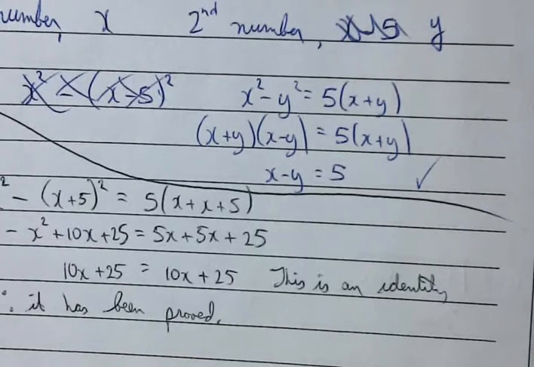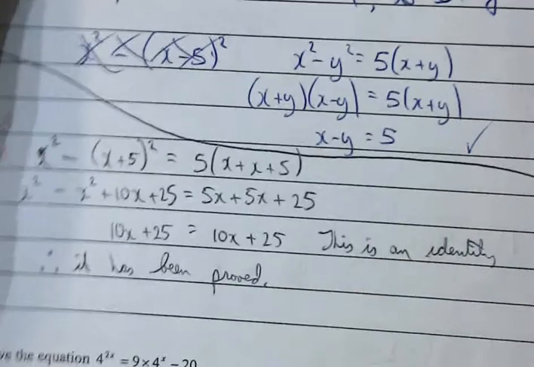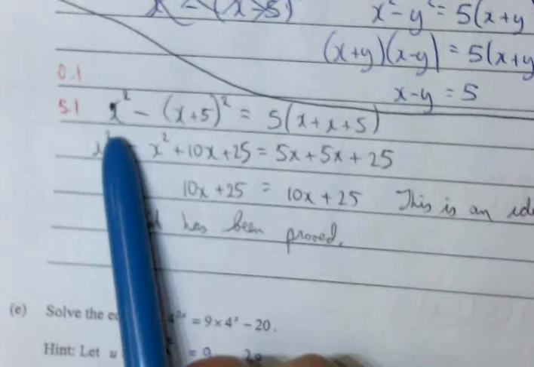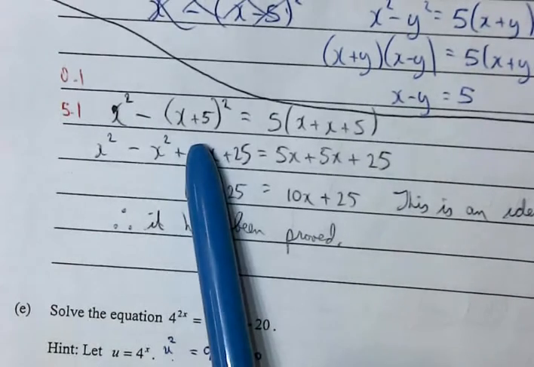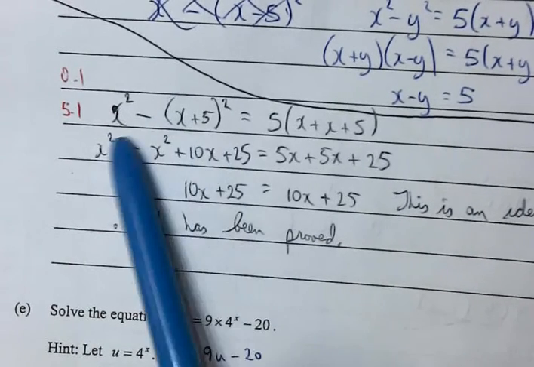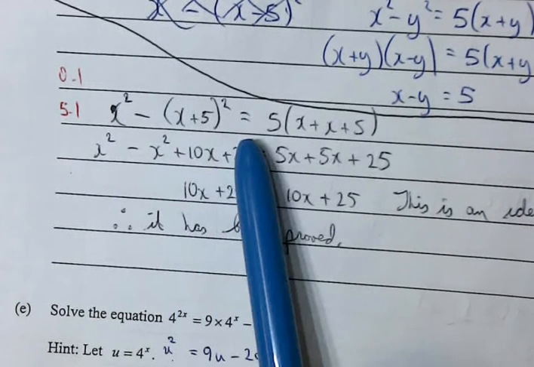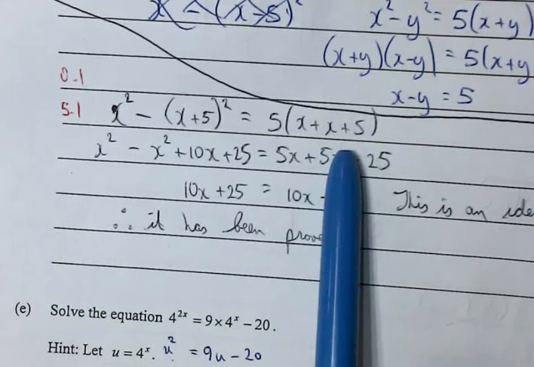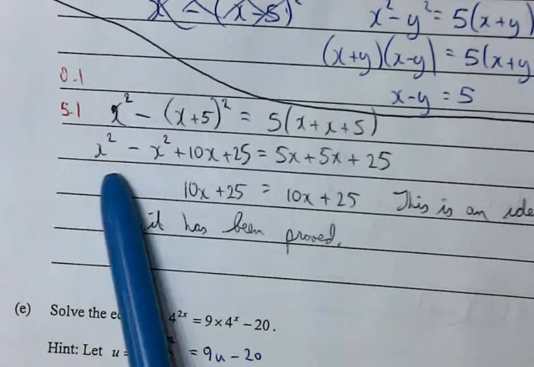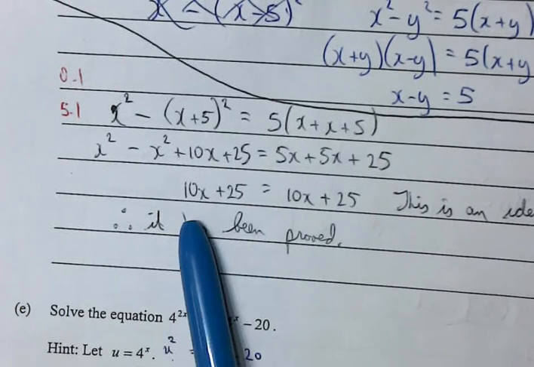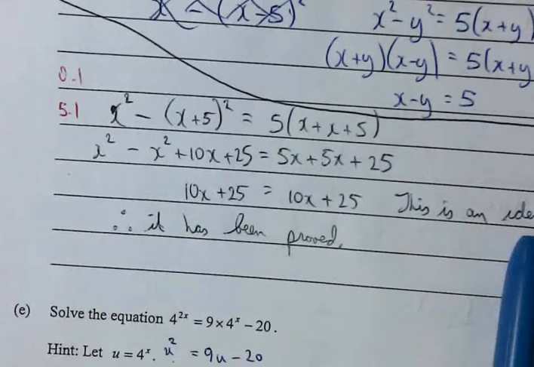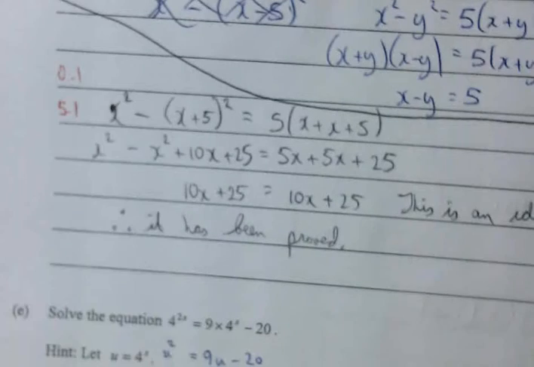Another way to do it is a way I saw some of you do it. I'm going to call the first number x and the second number x plus 5. Here we've got the difference of their squares. Again, if that equals 5 times their sum, expanding brackets, combining like terms, I get 10x plus 25 equals itself. This is an identity. Therefore, it's been proved if you get something being equal to itself.